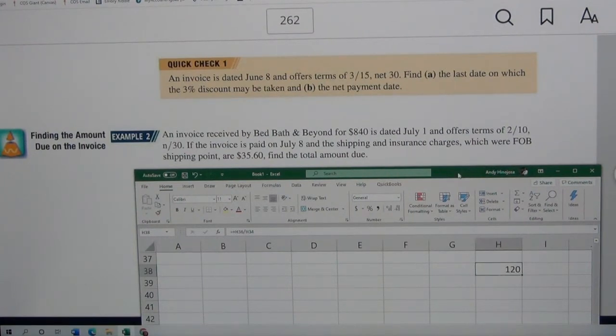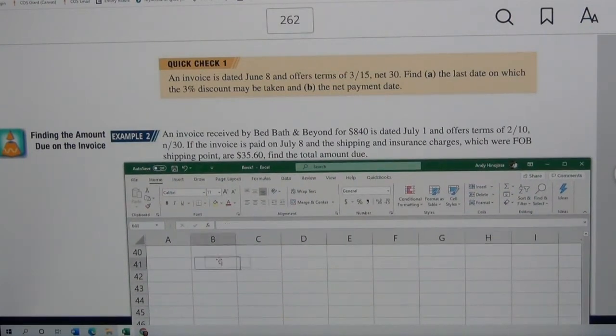Okay, so let's get the relevant information that we need here. So the terms are 2/10 net 30. So we're going to get a 2% discount, or we just pay it in 30 days.